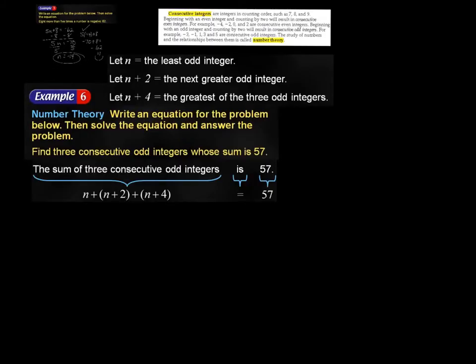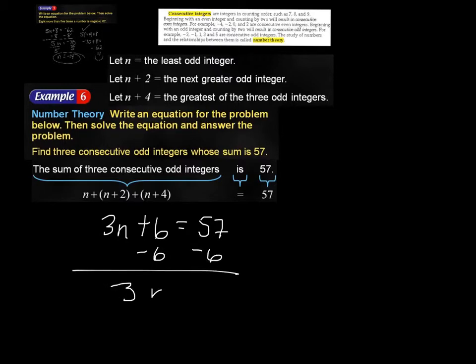Now those parentheses they used aren't doing us any good, so I'm just going to ignore them. So if I add my n's, n plus n plus n, I have 3 n's. 2 plus 4 is 6. And then to undo, add 6, I'm going to subtract 6 from both sides of the equation. So 3n equals 51. And divide both sides by 3. We get n equals 17. So that would mean my first integer is 17, my second would be 19, and my third would be 21.